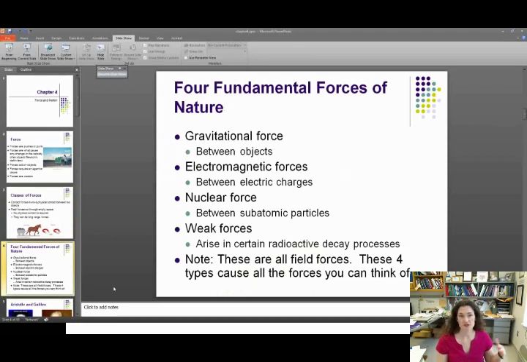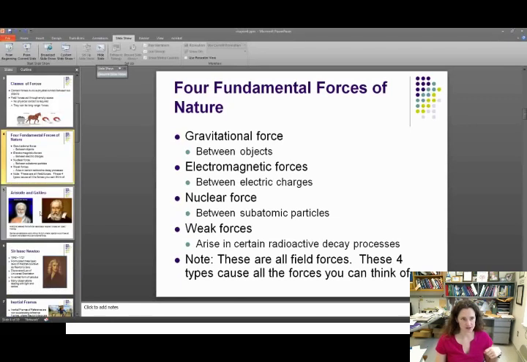There are four fundamental forces in nature: gravity, the electromagnetic force, the nuclear force, and weak forces. These are all field forces. It turns out all forces, even contact forces, are caused by these field forces. For example, I feel a force when I push my two hands together, and that's really at its root an electromagnetic force, where the electrons in this hand and the electrons here are repelling one another, and that's what prevents my hands from sinking into one another and the skin merging. So it's really electromagnetic at its heart. That's where all forces come from, those four fundamental forces.